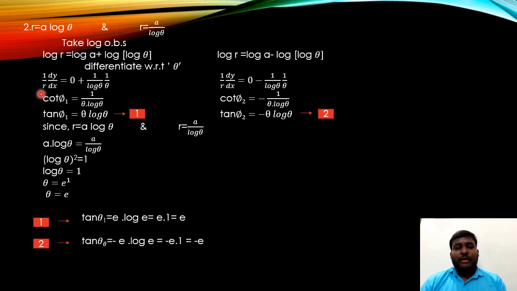By differentiating, we get 1/r dr/dθ = 0 + (1/log θ)(1/θ), and 1/r dr/dθ = 0 − (1/log θ)(1/θ). We get cot φ1 = 1/(θ log θ), and cot φ2 = −1/(θ log θ). So tan φ1 = θ log θ, and tan φ2 = −θ log θ. How did tan come? It's the inverse of cot, so we take the inverse to get it.